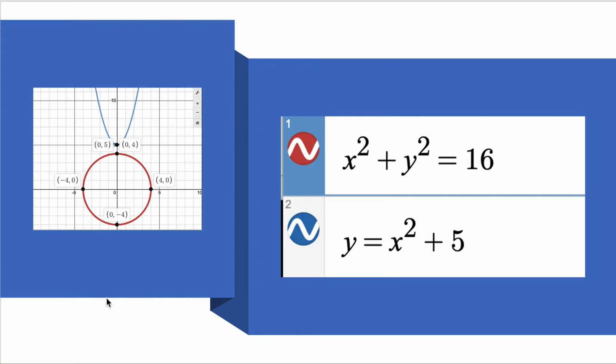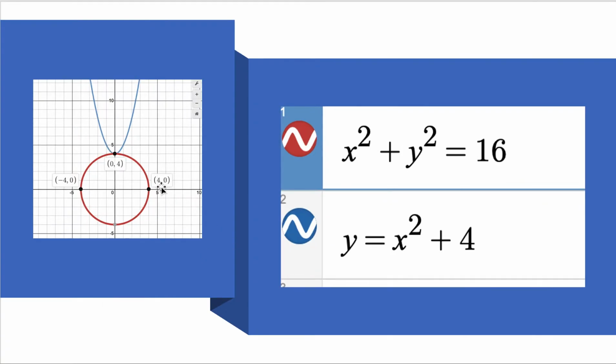Let's go to case 2. Case 2, we have just 1 point of intersection. Especially in this case, for example, x squared plus y squared is 16, and y is equal to x squared plus 4 for the parabola. And the vertex here is exactly on the circle, in 1 point of the circle. It can happen this way, or for example, if this is y is equal to minus x squared minus 4, it can happen here, or it can happen on the sides, just 1 point of intersection.